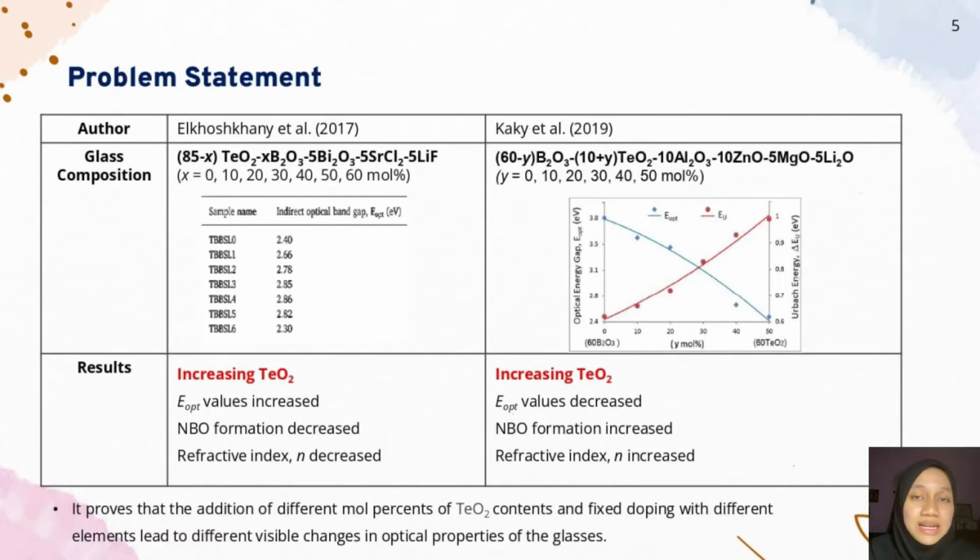In contrast, another study by Kaki et al. in 2019 on a glass system with stated composition showed that the optical bandgap values decreased with increasing TeO2 due to an increase of non-bridging oxygen formation within the glass system. Thus, it proves that the addition of different mole percents of TeO2 contents and doping with different elements leads to different visible changes in optical properties of the glasses.